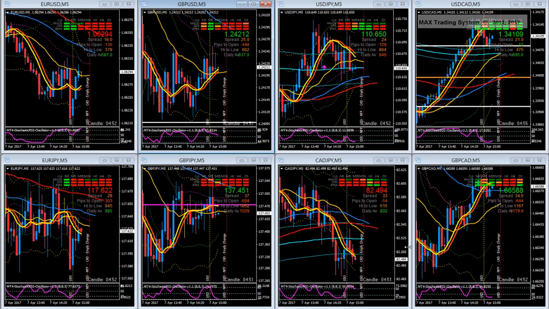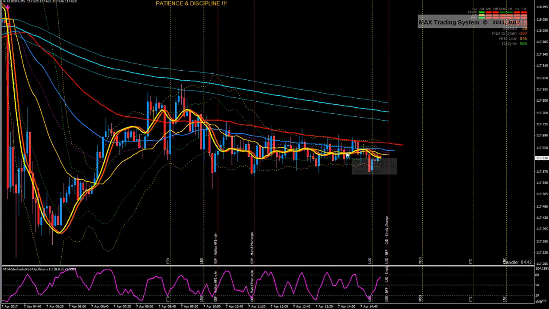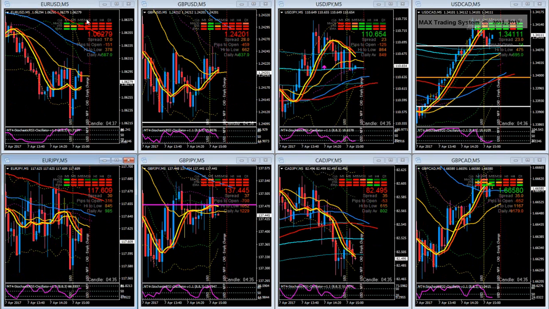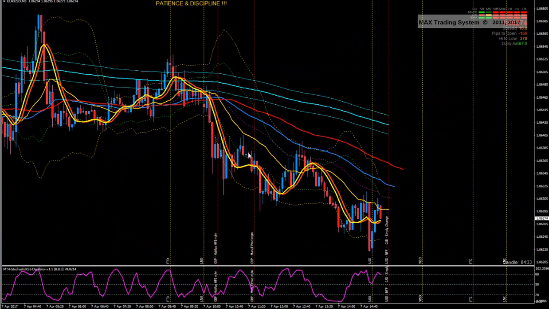Usually the CAD pairs are pairs I don't like to trade because these pairs are usually more choppy. We can see the euro-yen is really ugly for the moment, but usually the euro-yen is behaving better than the euro-US dollar, which has a clearer type of movement.